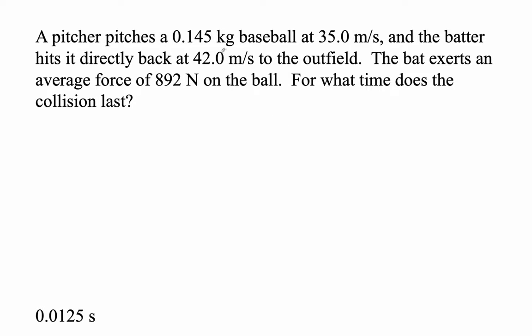Okay, a pitcher pitches a 0.145 kilogram baseball at 35 meters per second, and the batter hits it directly back. Let's imagine that the pitcher is pitching it this way, at negative 35 meters per second. That means that the batter hits it this way at positive 42.